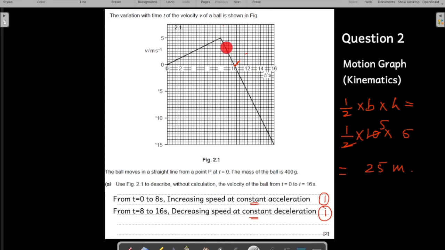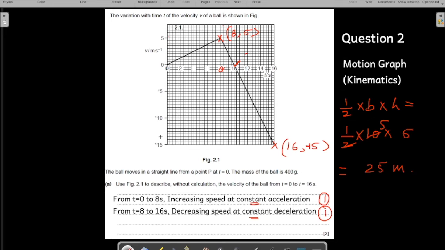So what is the formula for finding the gradient of a straight line? You find the two coordinates of the two endpoints. So what are the coordinates of the topmost point? This was your 8. So this is your 8 and 5. What is the coordinate of the bottommost point? It is 16 and 15.